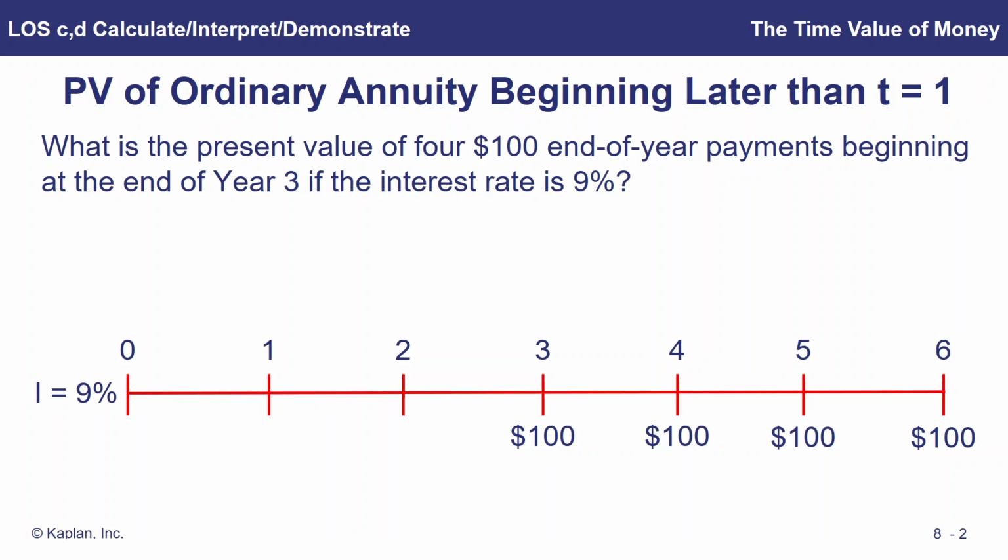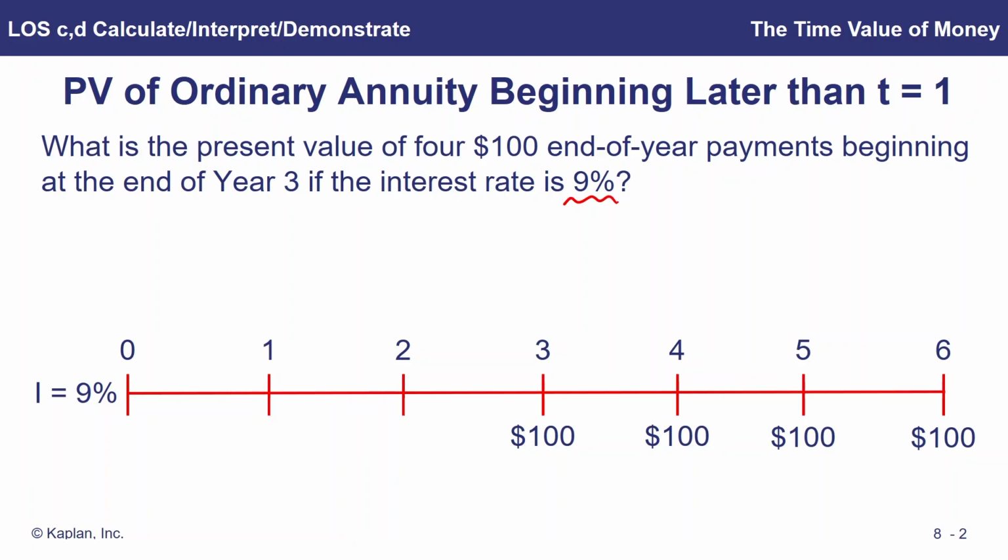Now here we've got a delayed annuity. So it's an ordinary annuity, but rather than the first payment starting at T1, we've got our first cash flow starting at T3. There's a number of different ways of doing this. First of all, we'll start with the manual way of doing it. Now notice we've got a different discount rate. Our IY is 9% this time rather than 10%.